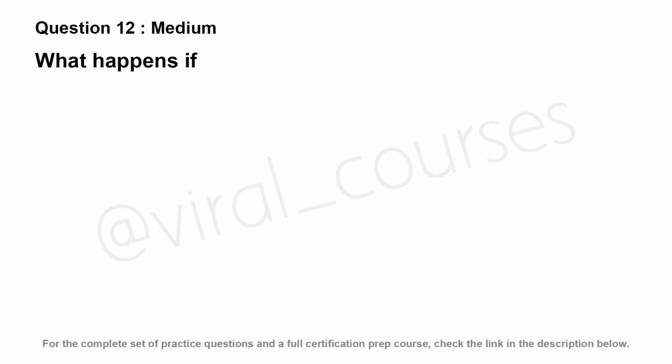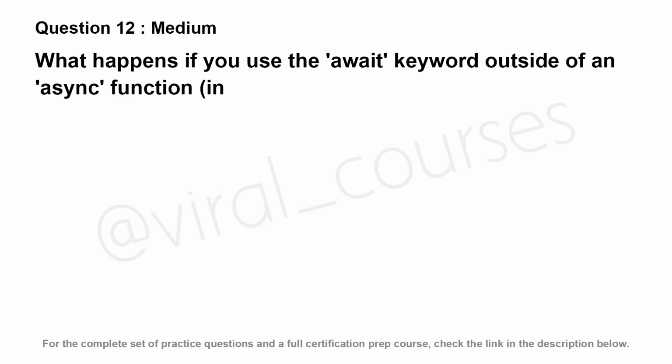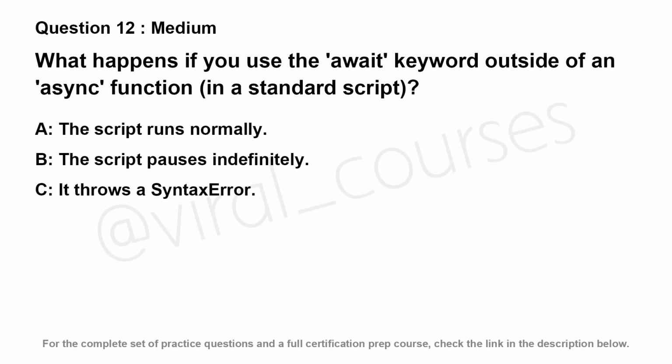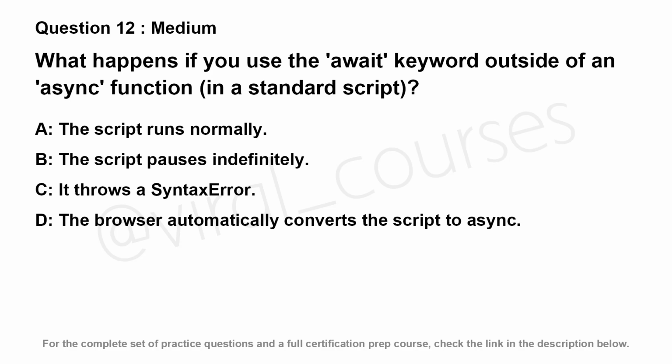What happens if you use the await keyword outside of an async function in a standard script? Option A. The script runs normally. Option B. The script pauses indefinitely. Option C. It throws a syntax error. Option D. The browser automatically converts the script to async.